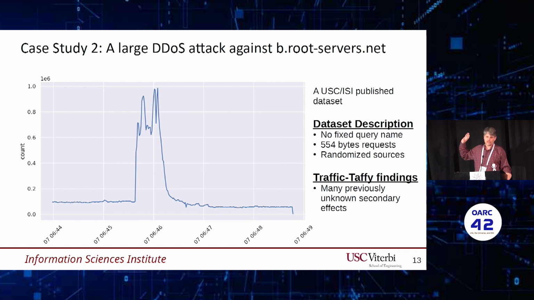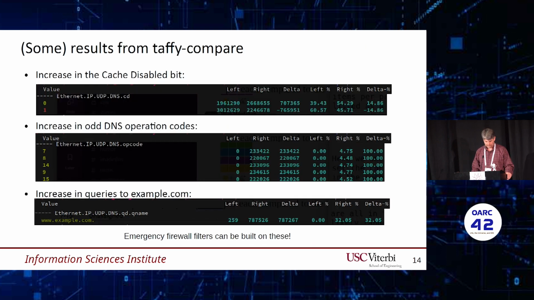The only thing in our data set description, the only thing in our README, is this: no fixed query names in the traffic. It's all 554 bytes, so it's easy to filter, actually. And it's all randomized sources. And that's all that the README file says. So I ran Taffy traffic on it, or traffic Taffy, I always get those reversed, to see what's actually inside. Is there more than that? And the answer is, of course, yes. Now you'll see that there are breaks in the data because there were some other things that really weren't as relevant that I filtered out.